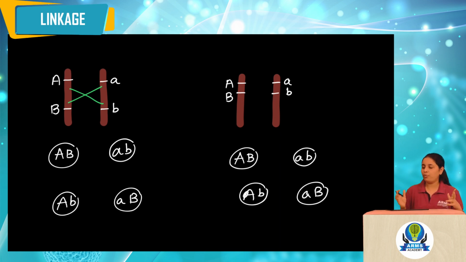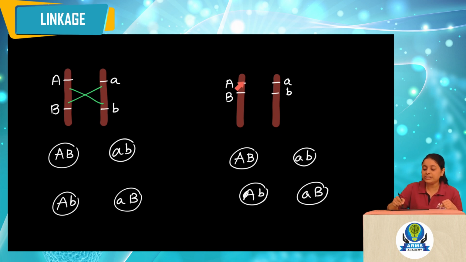Right? Now, what will happen? As in the first case, the chance of crossing over is more, so what will happen? Parental will be more in amount and recombinants will be less. In the second case, as crossing over chances are very rare, the number of recombinants will be very less. So what we can conclude here? Strength of linkage will be inversely proportional to the distance between two genes.